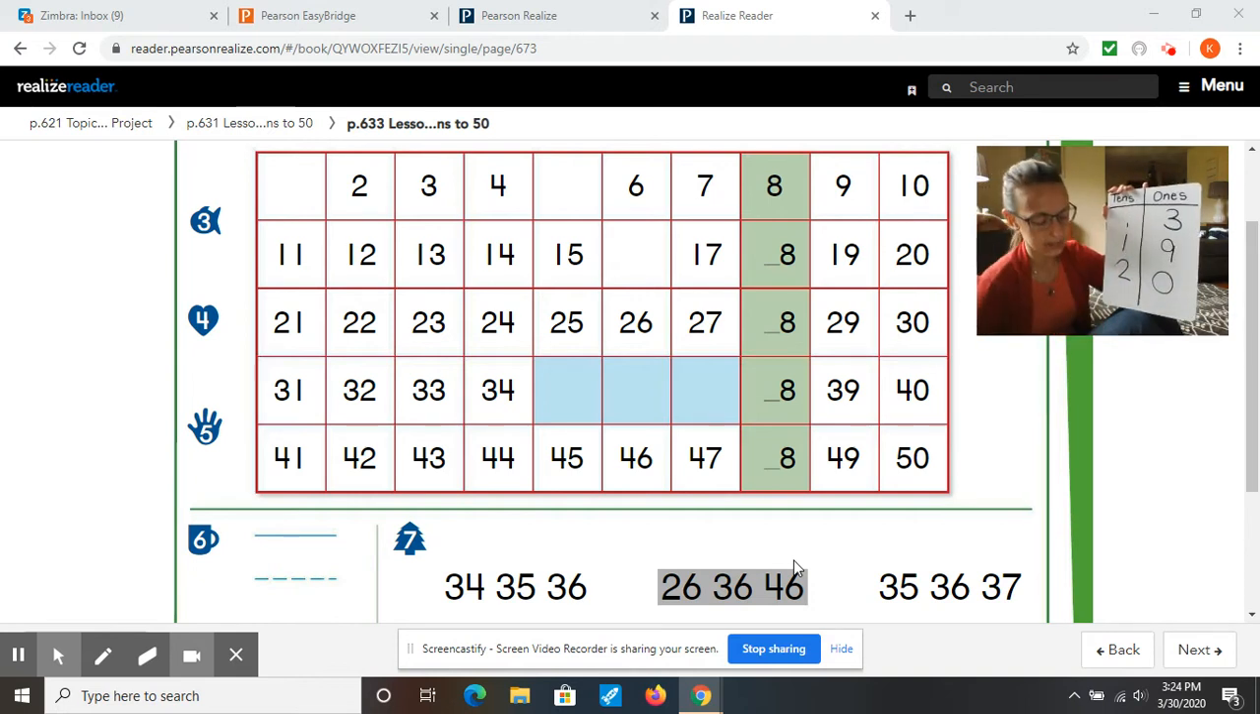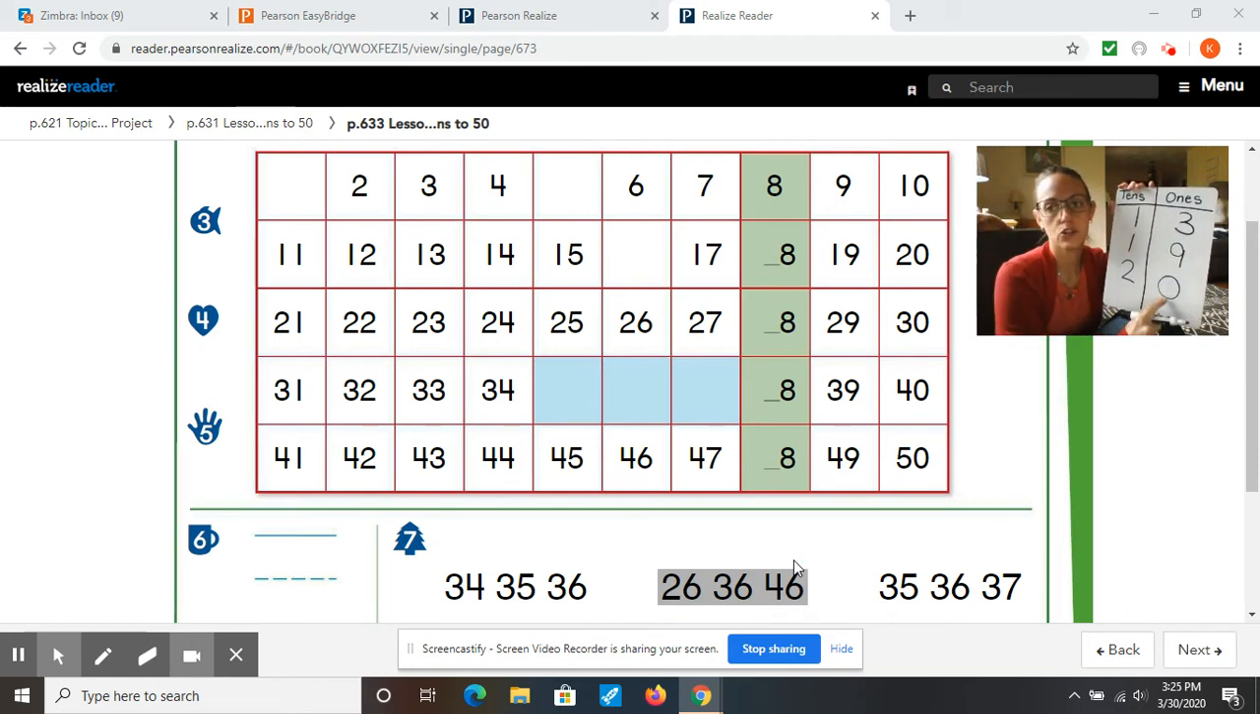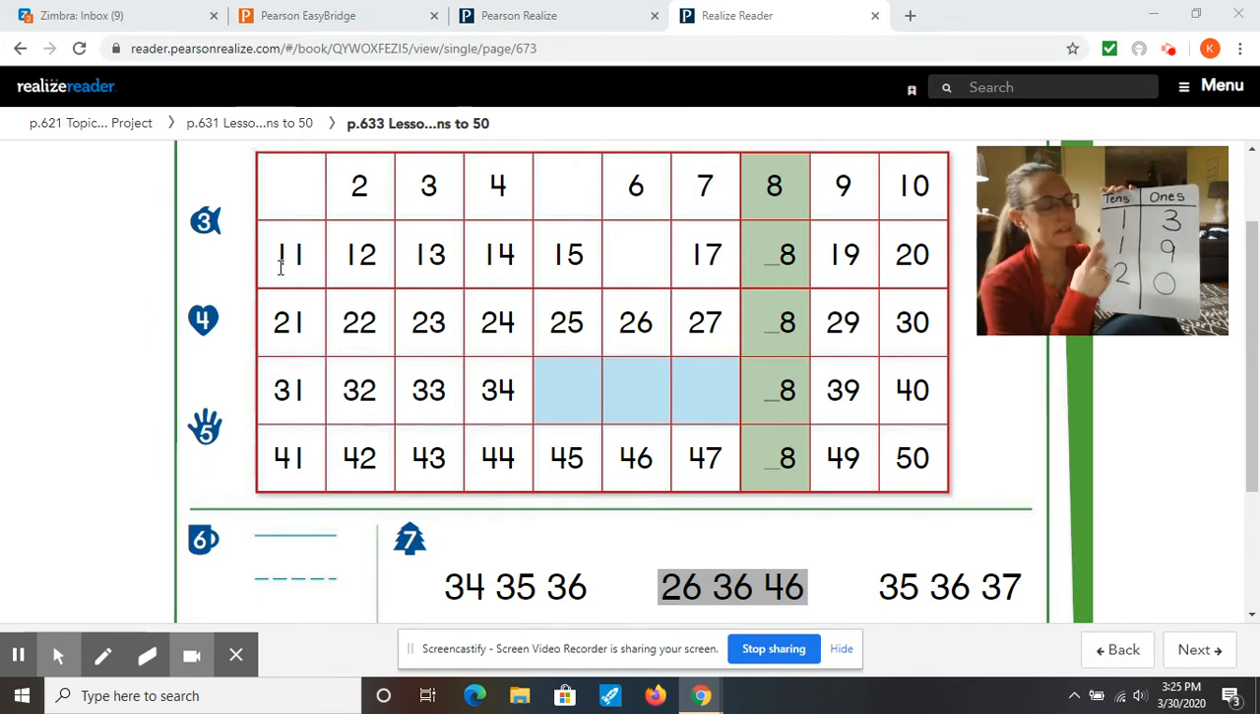Let's look at these numbers here. 13, 19, 20. Which two numbers have the same number in the tens place? The 13 and the 19 both have a 1 in the tens place. So if we look carefully at our 100 chart over here, in the same row, you're going to find the 13 and the 19 because they both start with the same number in the tens place.